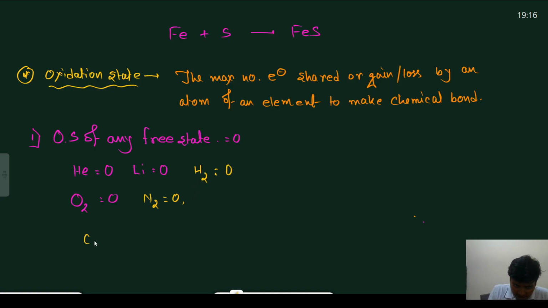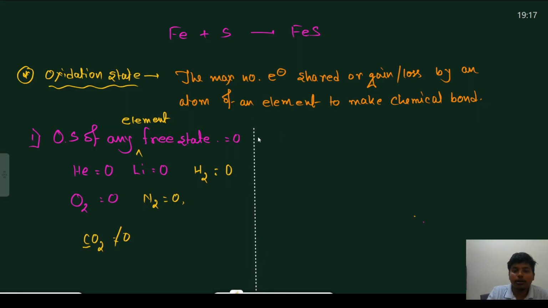But if I ask you oxidation state of carbon in carbon dioxide, what will be the value? It will be 0 or not equal to 0? Not equal to 0. Clear? Oxidation state of carbon in carbon dioxide will be not equal to 0. So the first rule is oxidation state of any element in free state will be 0. Understood?